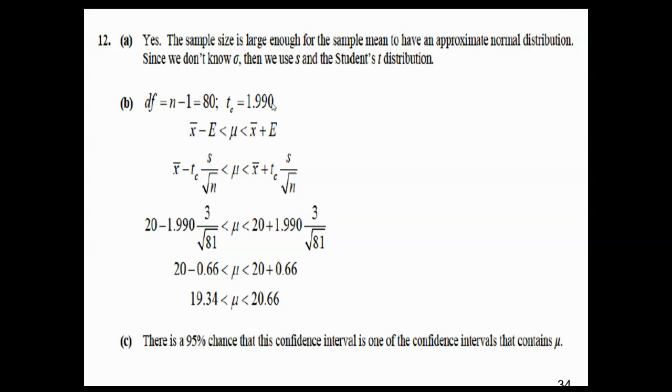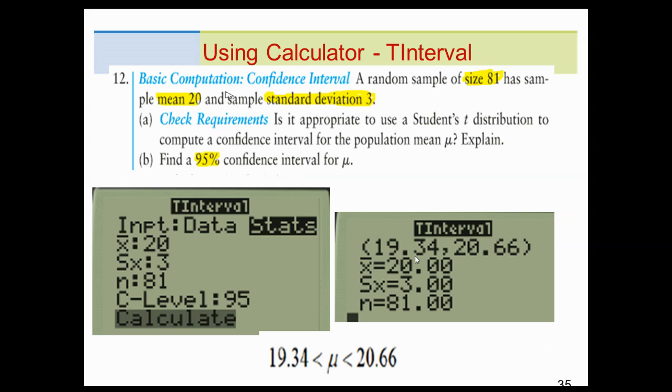All right, 1.990. Here he's calculating the error. He's calculating the error there. He subtracts it on the low end. He figured it out to be 0.66. So he took X bar, subtracted 0.66 on the low end, took the X bar, and he added the error 0.66 on the high end. And he came up with this confidence interval between 19.34 and 20.66.